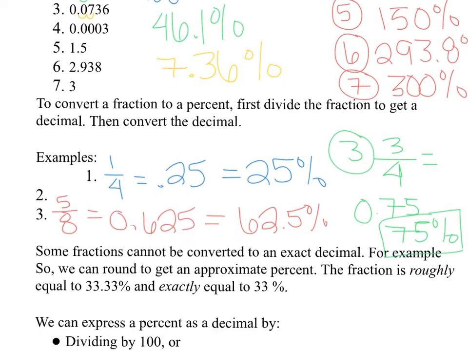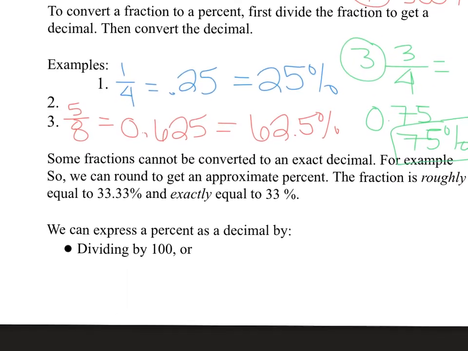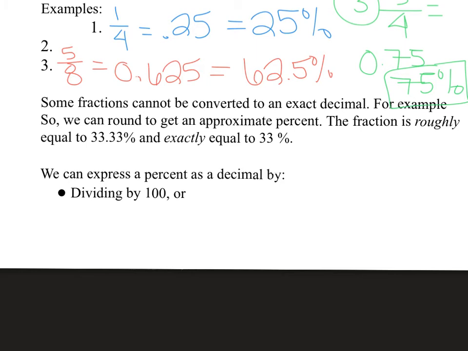Some fractions cannot be converted to an exact decimal. For example, if you look at the fraction 1/3, that decimal is 0.33333 repeating. So we would have to round to get an approximate percent, and the fraction is roughly equal to 33.3% and exactly equal to 33 1/3%.